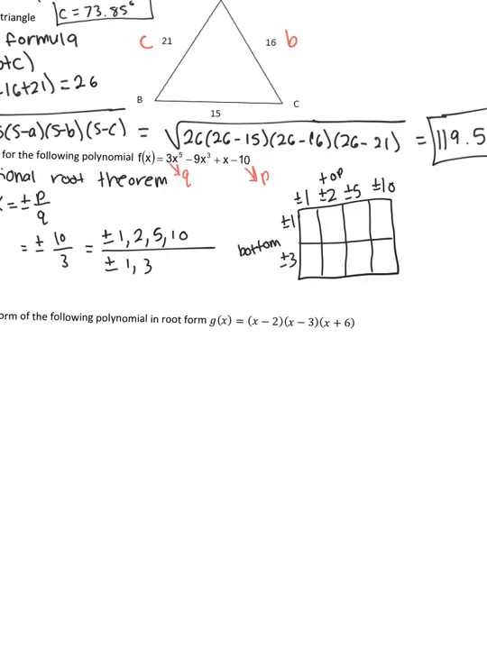Okay, and then I'm going to divide. So the top, or the first row really, the number isn't going to change because you're dividing it by 1. So you're going to have plus or minus 1, plus or minus 2 over 1, plus or minus 5 over 1, plus or minus 10 over 1. On the second row, now you're going to have plus or minus 1 over 3, plus or minus 2 over 3, plus or minus 5 over 3, and plus or minus 10 over 3.